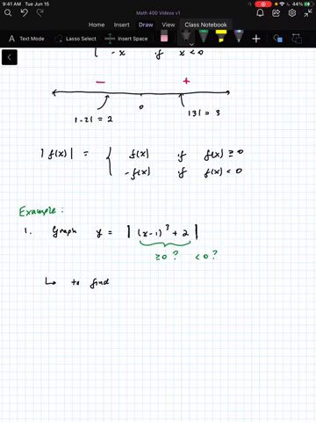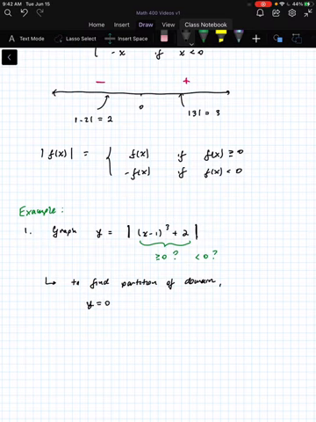So to find a partition of the domain, we agree that the domain of this function is the entire real line. It's all real numbers. But at some point, we're going to need to define a new rule for it. And so that's the point where we're going to split the domain.